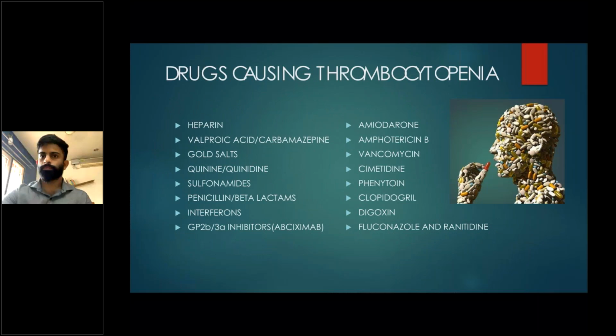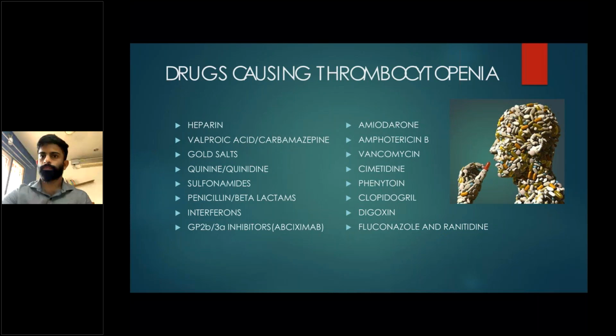So what are the other drugs that can cause thrombocytopenia? Heparin, which is commonly used, valproic acid or carbamazepine, anti-seizure drugs. Gold salts can cause it, quinine, an antimalarial drug, sulfonamides, penicillin, beta-lactams, interferons, abciximab, which is a GP2b3a inhibitor, and amiodarone, amphotericin B, vancomycin, cimetidine, phenytoin, clopidogrel, digoxin, fluconazole, and ranitidine. These are all the drugs that can cause thrombocytopenia. These are all the drugs that have thrombocytopenia as their side effect.